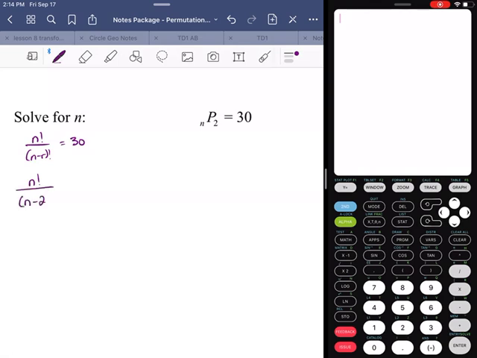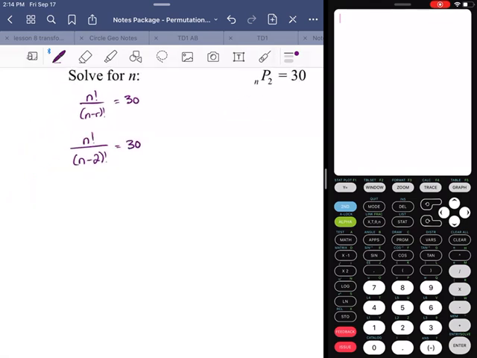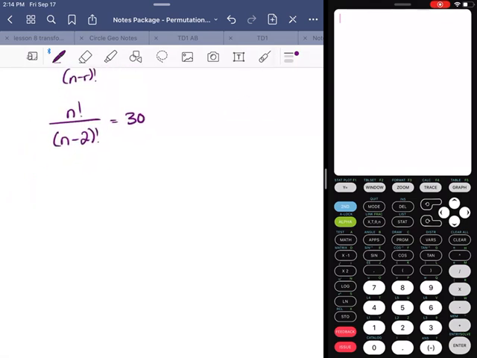And we can do (n − 2)! = 30. Now, the issue here is what's n factorial? Well, n factorial is n times (n − 1) times (n − 2)!, and that's over top of (n − 2)!. So if you notice, this will simplify to 1. So you're left with n − 1 is equal to 30.